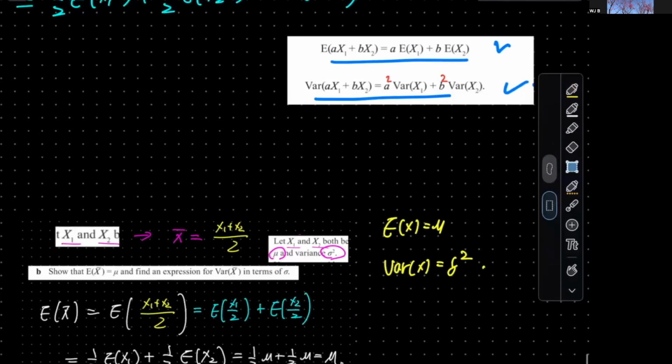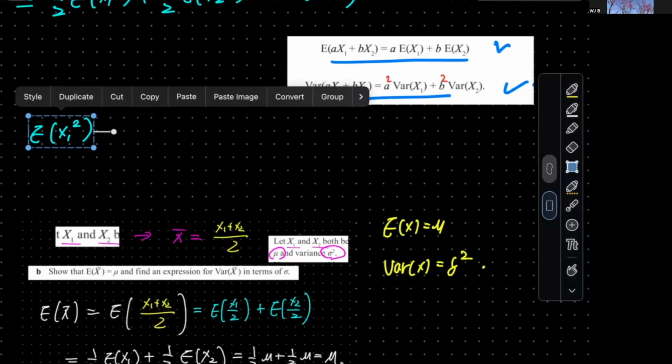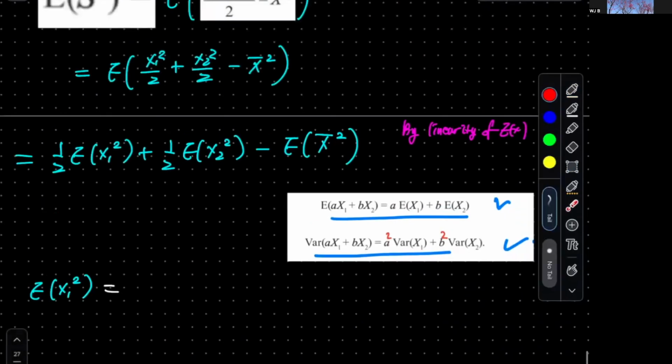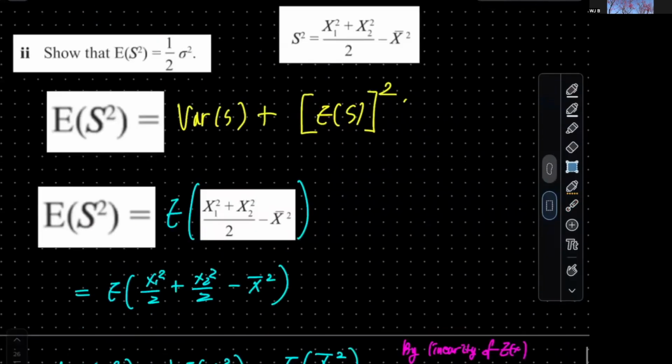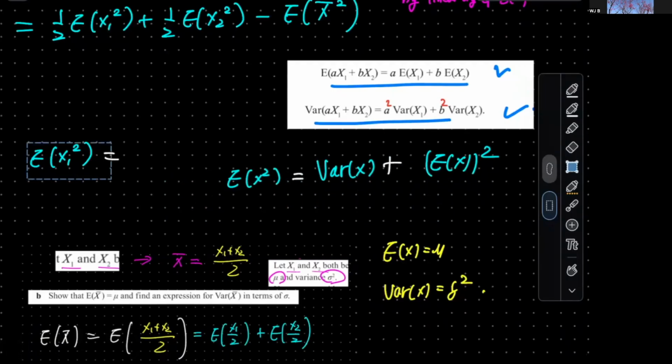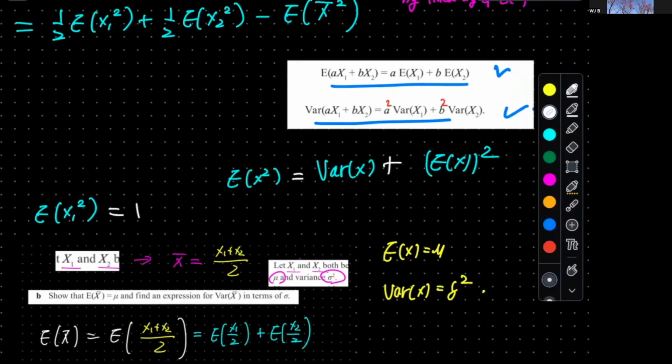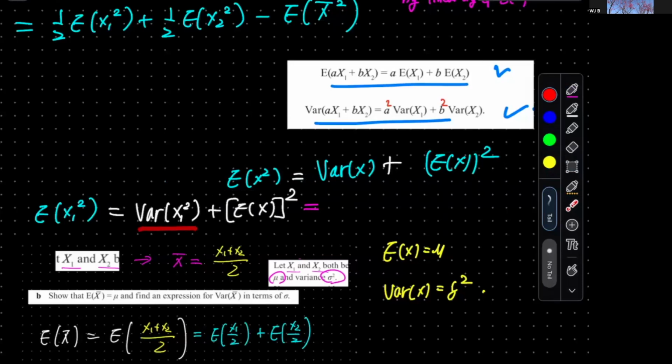But now I need to find the expected value of x1 squared. For that, I would like to use the definition that we talked about. This was, what was it? The variance. Oops, sorry. This was the variance of x plus the expected value of x, squared. So the expected value of x1 squared will be the variance of x1 plus the expected value of x1, squared, where the variance of x1 will be just sigma squared. That is great. And then the expected value was simply mu, and it's going to be mu squared.